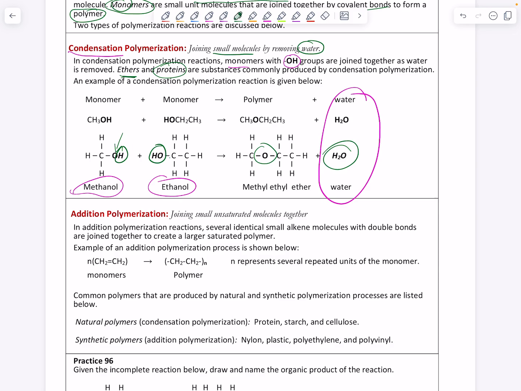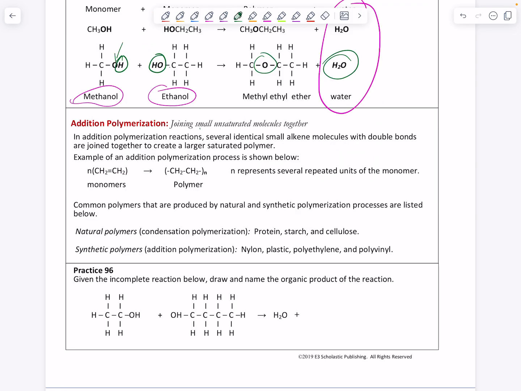The other type of polymerization that we need to be aware of is called addition polymerization. This is where we have small unsaturated molecules. Remember, unsaturated means that we have a double or a triple bond somewhere, okay? We join them together in repeating units over and over and over. Because it's repeated so many times, we don't always use numbers to represent them. We use the placeholder N, and N represents several repeated units. It could literally be 35, 100, 24, okay? But it's usually a big number.